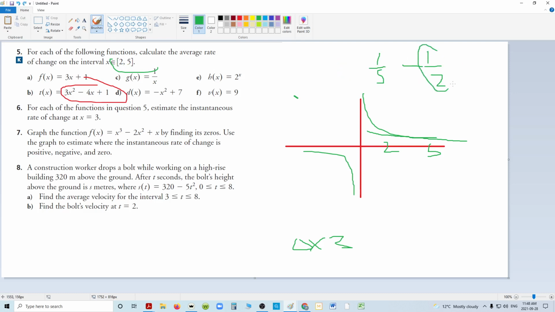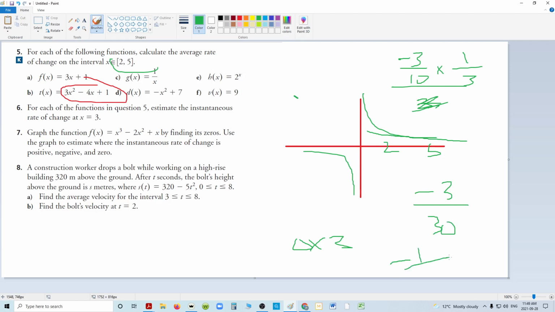For me to subtract this, I have to put this and this over the same number. I can cross multiply, and I get 2 over 10 minus 5 over 10. 2 over 10 minus 5 over 10 is negative 3 over 10. So I get my delta y is negative 3 over 10. All of that divided by delta x, 3. Well, 3 is the same as 3 over 1. When you're dividing fractions, you simply take the first fraction and multiply by the reciprocal of the denominator fraction. And now I get minus 3 over 30, which is the same as minus 1 over 10.